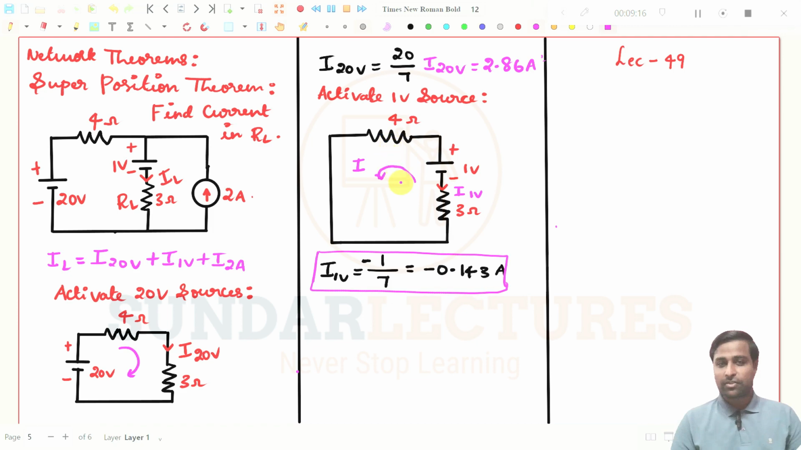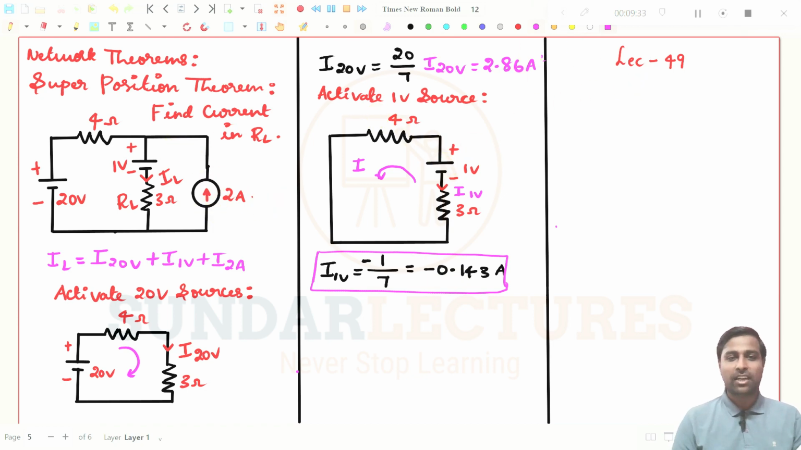Your natural current will be in this direction. Try to understand, that is why I am repeatedly telling this. Why am I putting the negative symbol? I need the current in this direction, but your natural current will flow in the opposite direction. That is why I have taken the minus here. So what is the next thing?